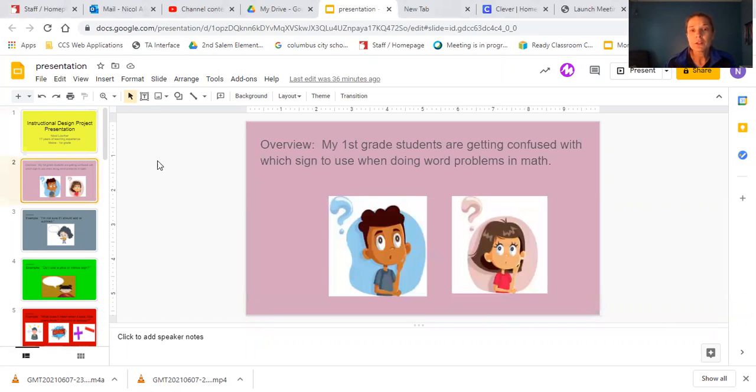So as we were doing remote learning, I had seen that when I was doing the story problem or word problem of the day on Zoom, a lot of my students were confused. They didn't know whether to add or subtract. They didn't know anything about what an equation was, and the equal sign they got confused with. So the standard that I was working on was using addition and subtraction within 20 to solve word problems.